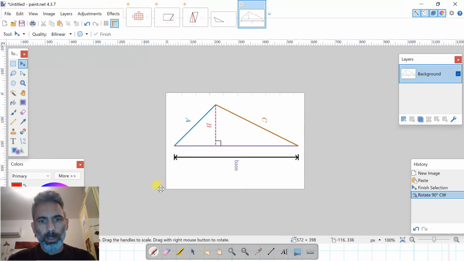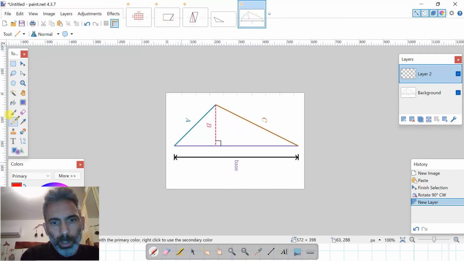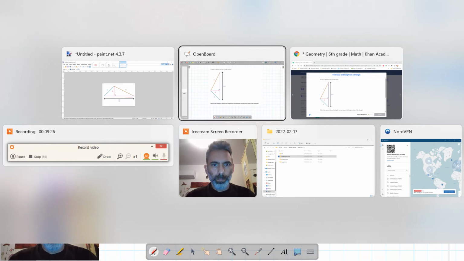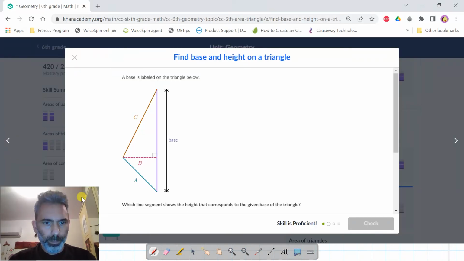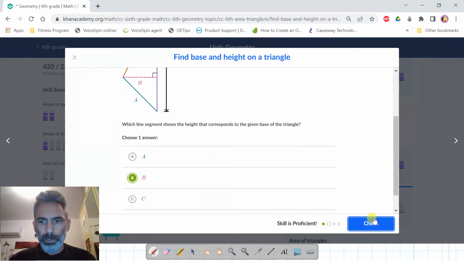Okay, so now I see it clearly that if this is the base, okay, this is the base right here, so clearly this is the height, because this line segment goes from the base up to the highest point of the triangle. So B is the height. Okay, so B is the correct answer.